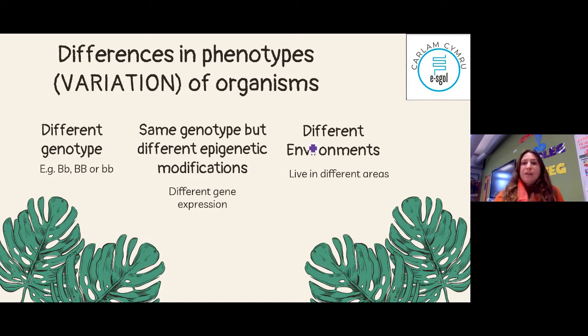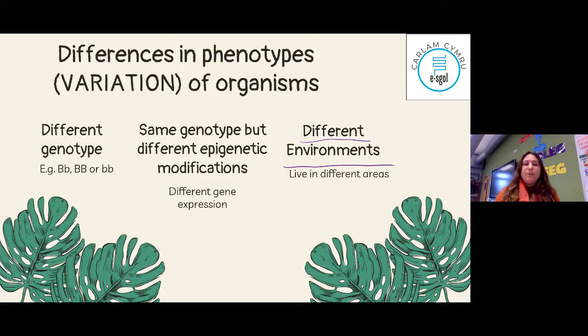Then I'm going to come here next, different environments. So organisms tend to live in different environments to one another, and that can also affect our phenotypes. It can affect things that are quite visible. So at GCSE, you would have looked at things like the length of hair or the style of hair.